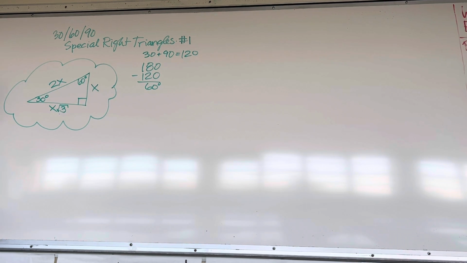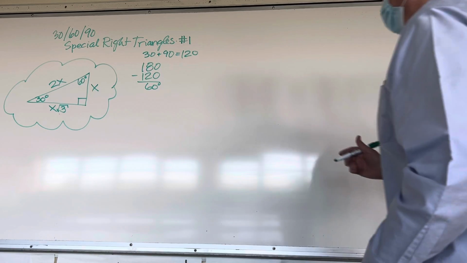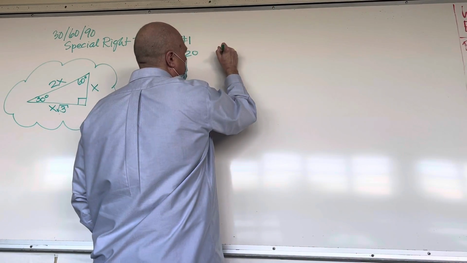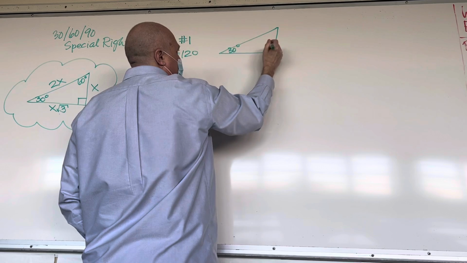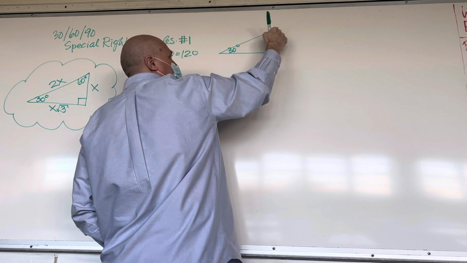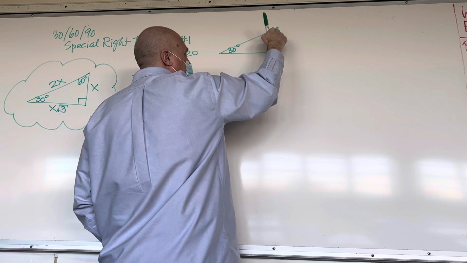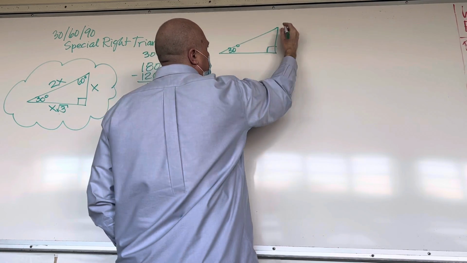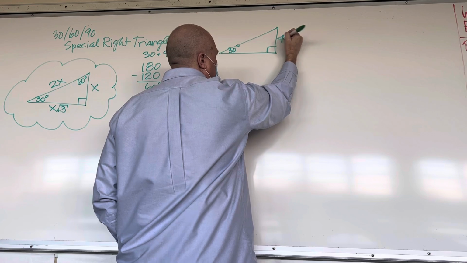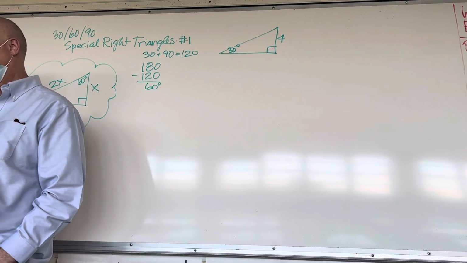Okay, so let's go through and do our first example. Let's do this here. Given a 30, 60, 90. Now I don't have to put 60 there. All I need to do is write a 30 and a 90, and you know that's 60. So given a 30, 60, 90, if this side is 4, how long is the hypotenuse?